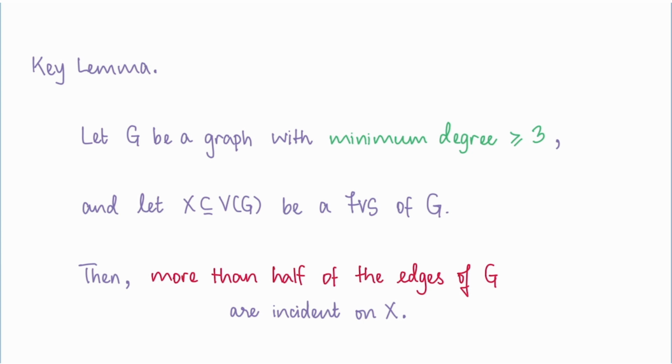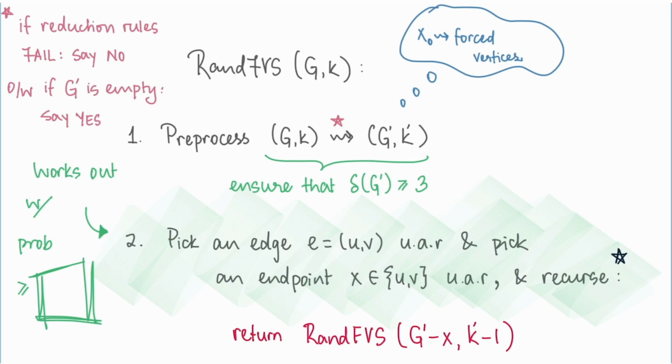With this specific statement, let's go back to the algorithm and analyze the probability of the good event. Remember that the good event for us is that when we pick an edge at random and pick one of its endpoints at random, we choose a vertex in some fixed FVS. Remember that our working assumption is that we are dealing with a yes instance, so we can fix a FVS of size at most k at the back of our minds and work with that.